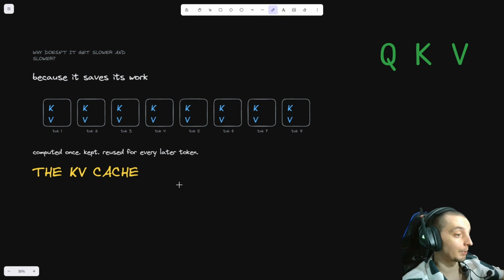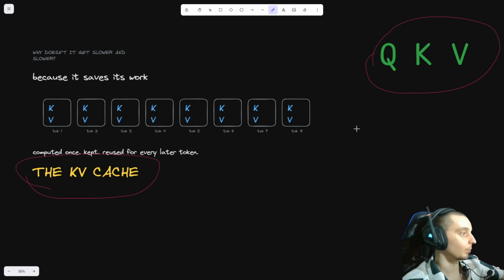Because actually the prefill phase leaves behind its result, which is called the KV cache. Now, I have discussed the QKV triplet in one of the previous videos. I'm not going to go deep on it right now. If you are interested, I will link that video in the description. You can watch it, but what you have to understand is that each token gets a key and a value pair, and that is the KV cache.